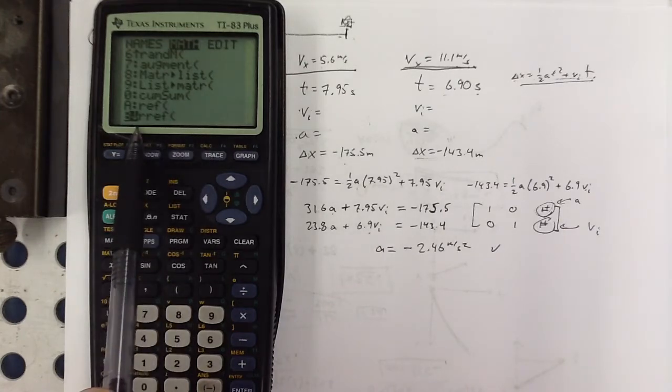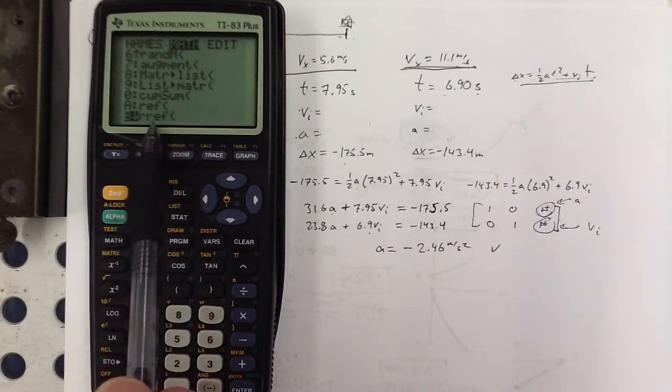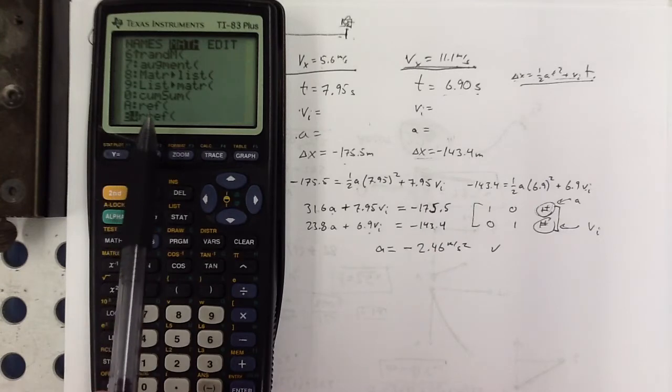So this, I don't call this REF. I say it's the RREF. This is reduced row echelon form.